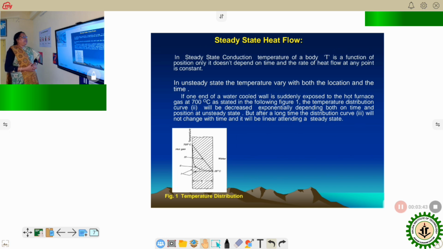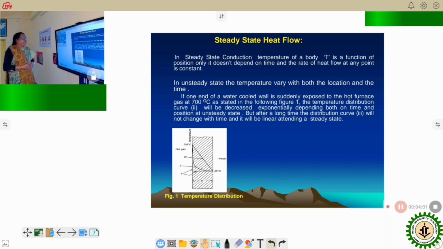In the steady state conduction, temperature of a body T is a function of the position only. It doesn't depend on the time, and the rate of heat flow at any point is constant. In unsteady state heat transfer, the temperature varies with both the location and the time.